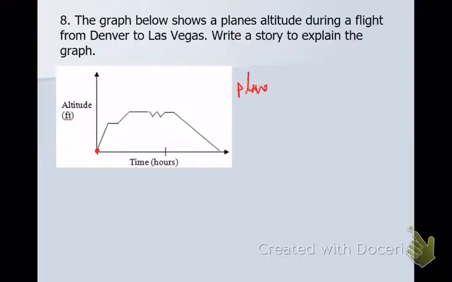So you want to talk about the plane taking off. And then, for whatever reason, you can see that the plane's altitude stopped here for a second before it went up to where it wanted to just fly for a while. So you got to explain that. So what happened? You can have as much fun with this as you want.